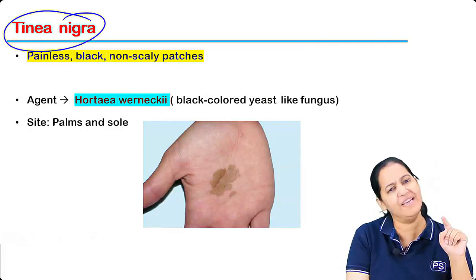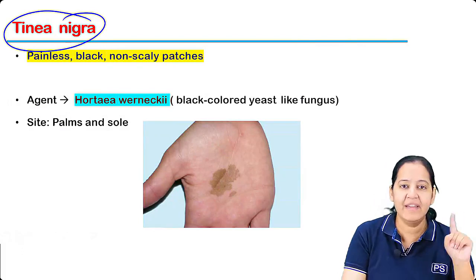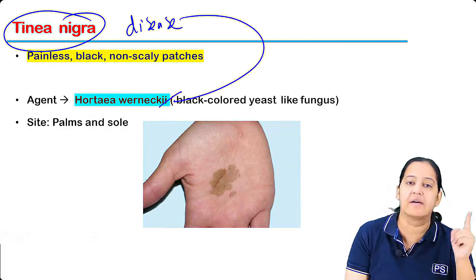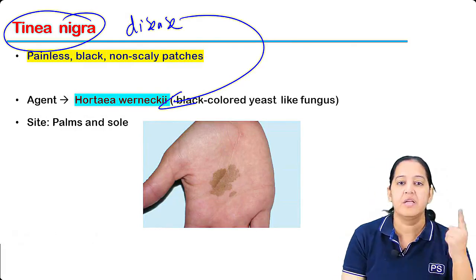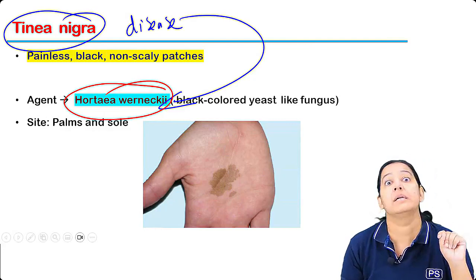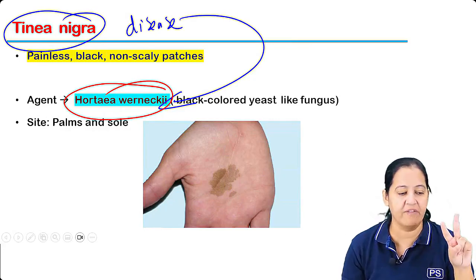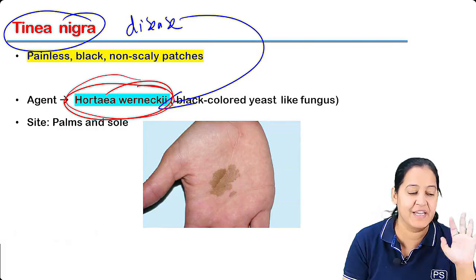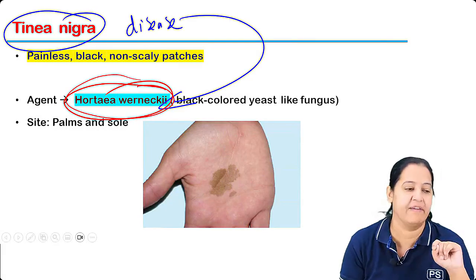Tinea nigra, very small fungus. Tinea nigra. Again, Tinea nigra is a disease. It's not a fungus. It's a disease. It is caused by a fungus. Learn the name of the fungus, the causative agent. The causative agent is Hortaea werneckii. What was the causative agent there? It was Malassezia furfur. Here, Hortaea werneckii. You don't have to learn. You have to pick from the option. Option mein likha hua aayega A, B, C, D. You have to pick the Hortaea. Hortaea wala ye hai. Hortaea werneckii.